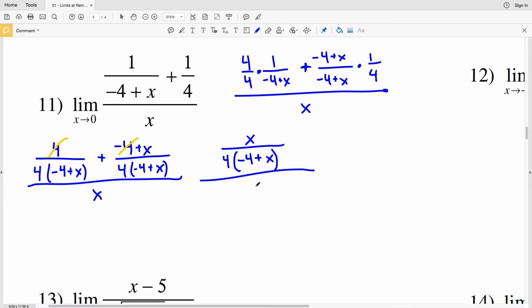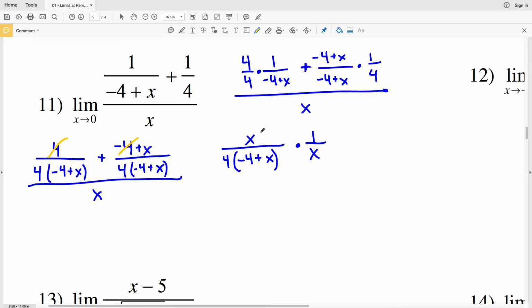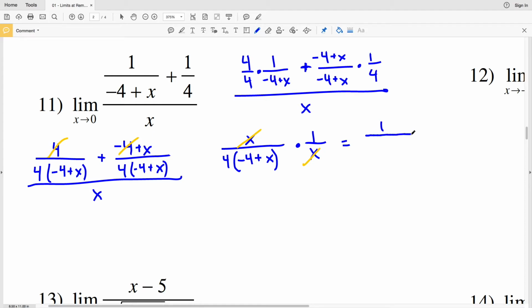But as opposed to writing this all over x, remember dividing by a number is the same as multiplying by that reciprocal. So I'm just going to write this as multiplying by 1 over x. And you can see that when I do this, my x's will cancel out. The x in my numerator will cancel out with the x in my denominator to give me 1 over 4 times negative 4 plus x. So the limit of this function as x approaches 0 is equivalent to the limit of 1 over 4 times negative 4 plus x as x approaches 0, with the exclusion of when x equals 0.